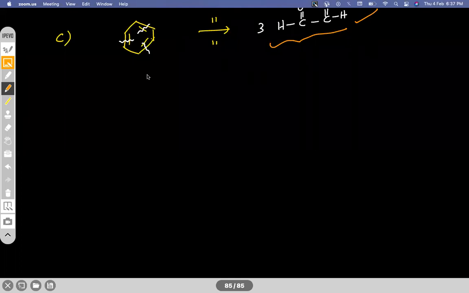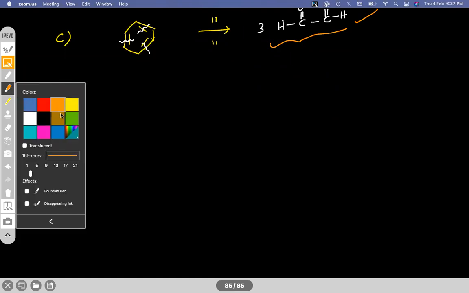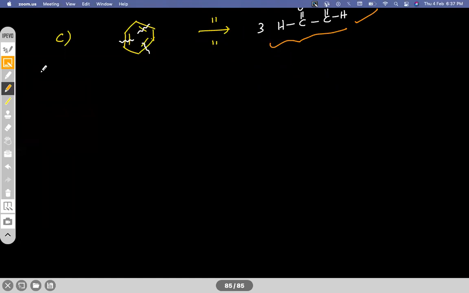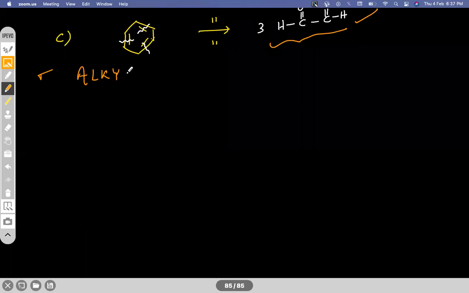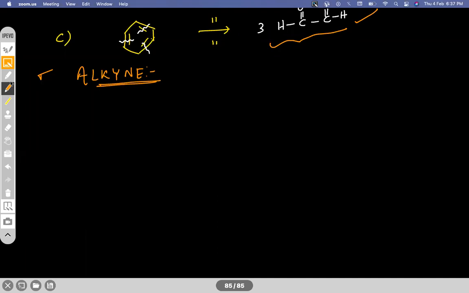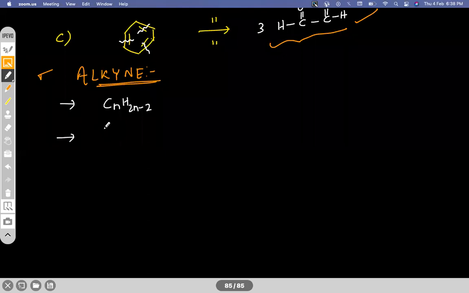So the next one is alkyne. The general formula of alkyne is CnH2n-2. And one of the most important differences we have in the properties of alkane and alkyne is that alkyne is acidic in nature.